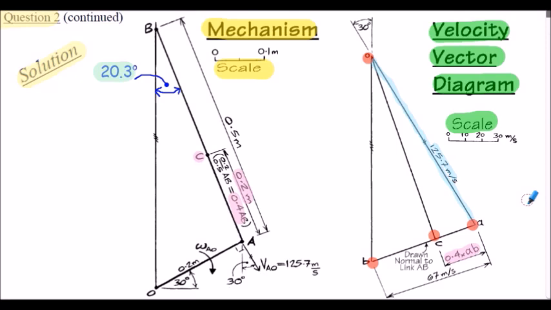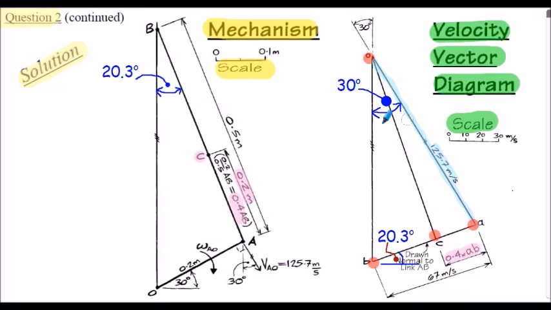I'll let you think through the graphical solution for yourself. Again, for reference, just notice the angles used in the construction of the diagram. The 30 degrees shown here on the velocity vector diagram is this 30 degrees shown here on the mechanism diagram, and this 20.3 degrees shown here makes this angle here of 20.3 degrees on the mechanism. Students sometimes have difficulty understanding which angles to use to generate the various vector diagrams. So again, just think through carefully how we've used the angles from the mechanism to form the orientation of the velocity vectors.